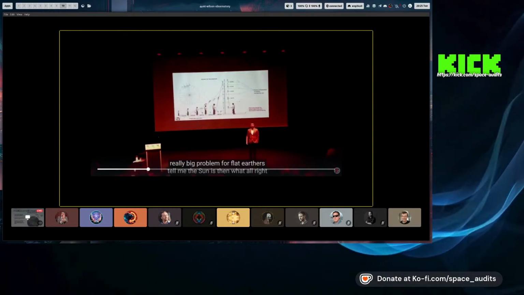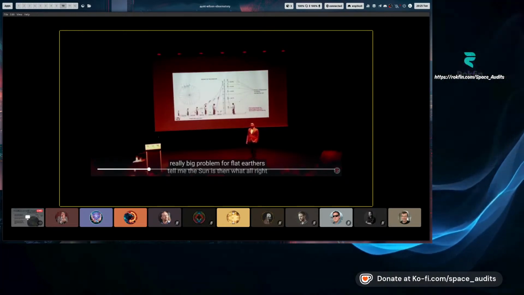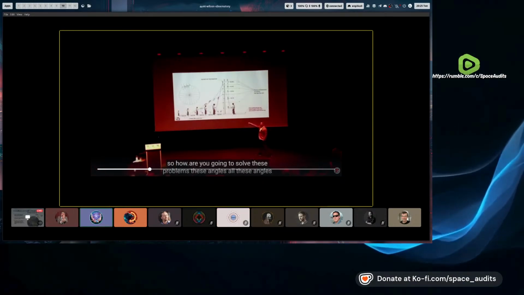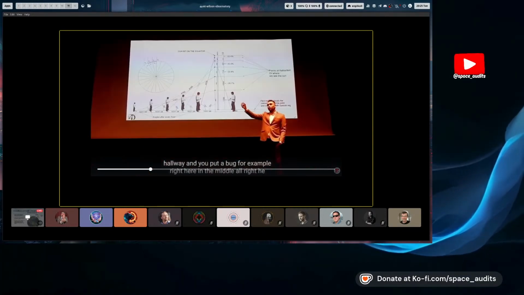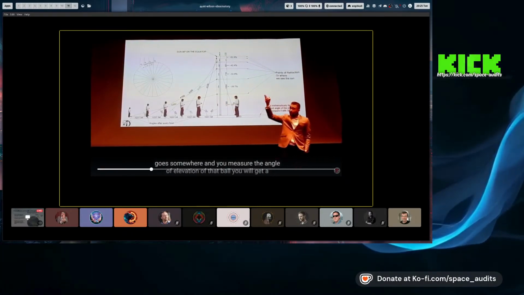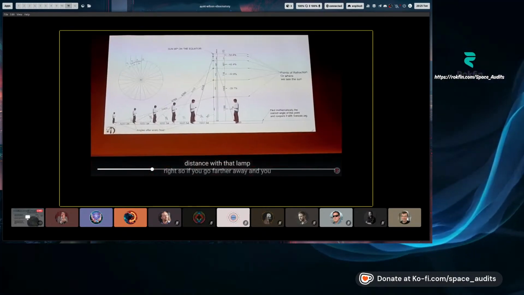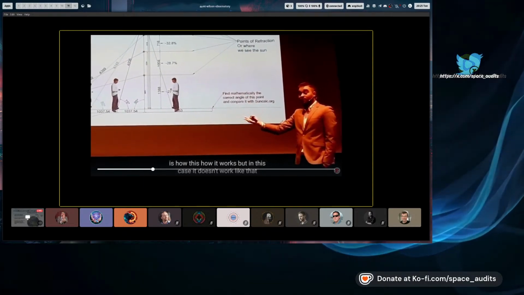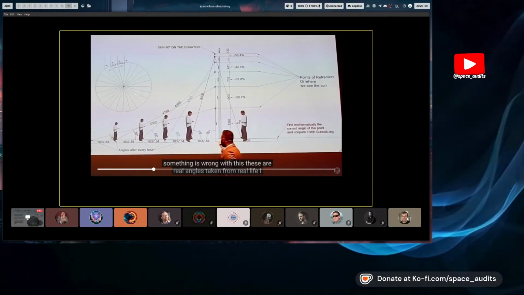Tell me. It's an apparent position, the sun. The sun is in what? It's an apparent position, like a personal frame of reference. All right. So how are you going to solve these angles? This is 2019. All these angles have to go to one point. Because if you are in a hallway, and you put a bulb, for example, right here in the middle, and you go somewhere and you measure the angle of elevation of that bulb, you will get a distance to that lamp. So if you go farther away and you do the same thing, you will get the same exact distance to that bulb. This is how it works. But in this case, it doesn't work like that. Something is wrong with this.